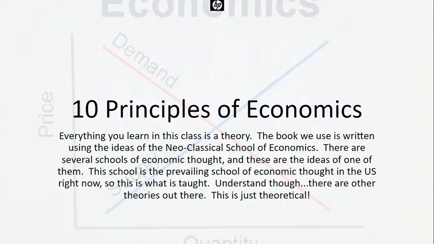You've got neoclassical, you've got classical, you've got Austrian, you've got behavioral economics, which is becoming popular now, which kind of combines psychology with economics. A guy named Richard Thaler from the University of Chicago just won the Nobel Prize in economics using his behavioral economics theories. So what we do in this class is majority neoclassical, but again, it's just a theory, so keep an open mind here.